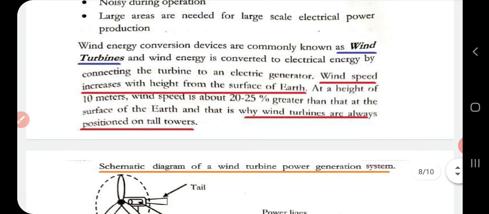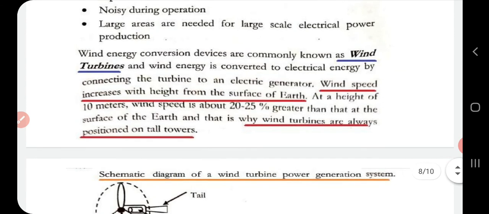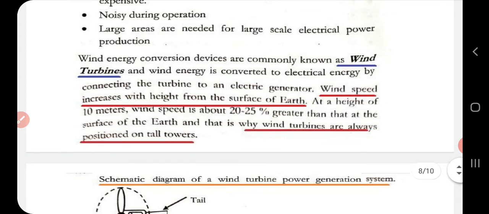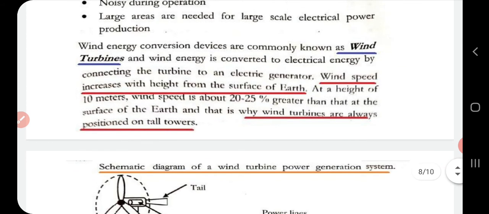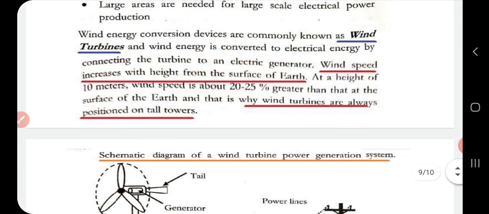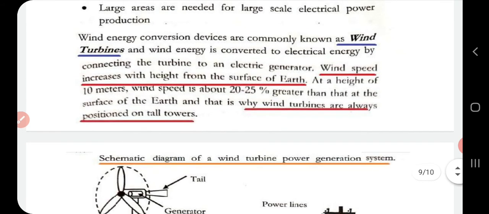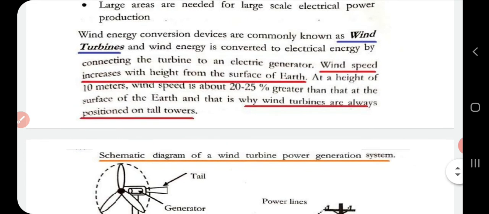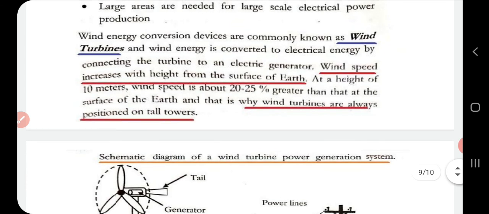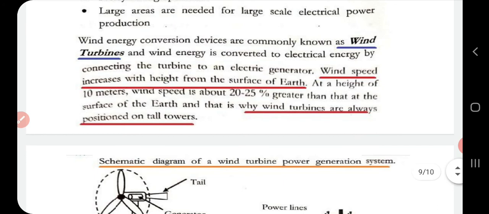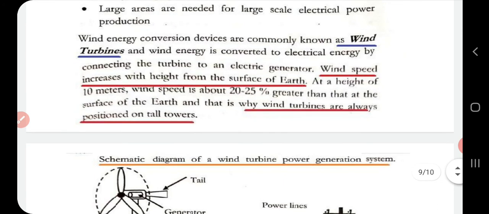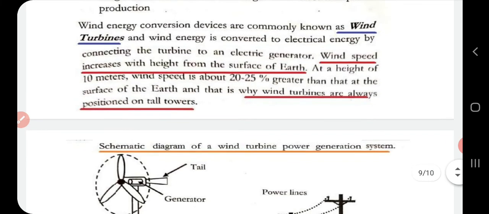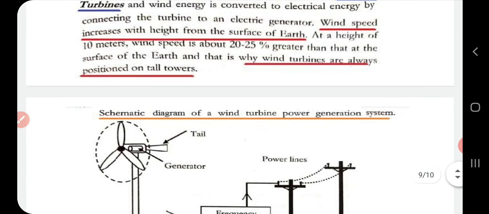Now, wind energy conversion devices are mainly known as wind turbines, and wind energy is converted into electrical energy by connecting the turbines to an electric generator, which we already told. Then wind speed increases with the height from the surface of the earth, which you can notice. At a height of 10 meters, wind speed is about 20 to 25% greater than at the surface of the earth, and that's why wind turbines are always positioned on tall towers. So this can be a possible question: why are wind turbines always positioned on tall towers? Because as height increases from the surface of the earth, wind speed also increases, and more power can be obtained from that wind.